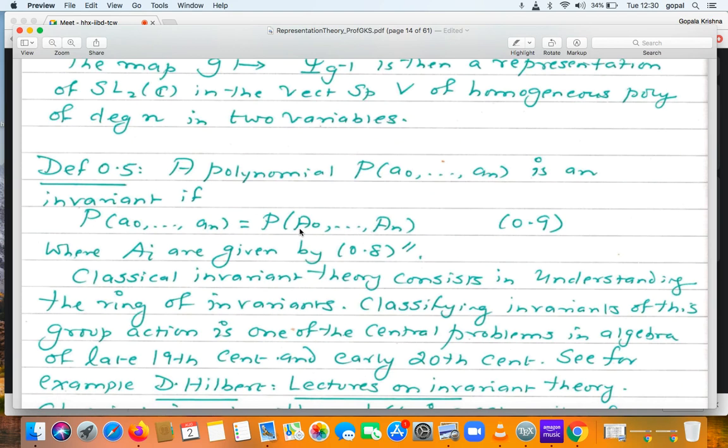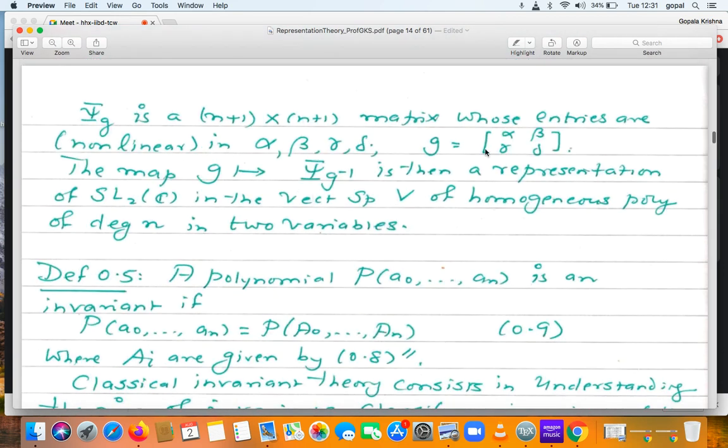Now this matrix A comes from this capital A, not capital A1, etc., which are coming from this little g. It's a matrix applied to the little a naught, little a1, little an, and the matrix is non-linear in little g. So as a choice, I will take alpha, beta, gamma, delta to be 1, t, 0, 1, an upper triangular matrix. And I can allow the t to vary as a 1 parameter.